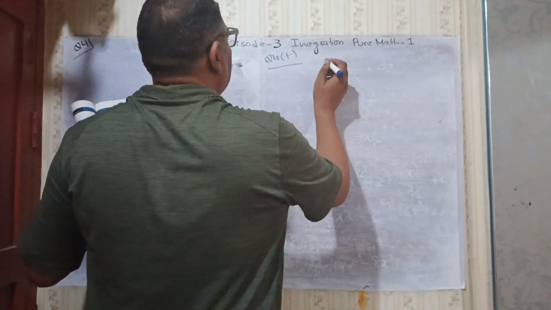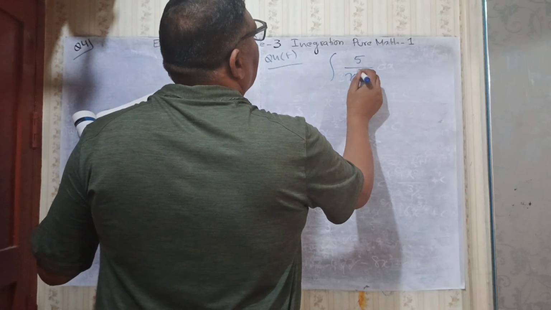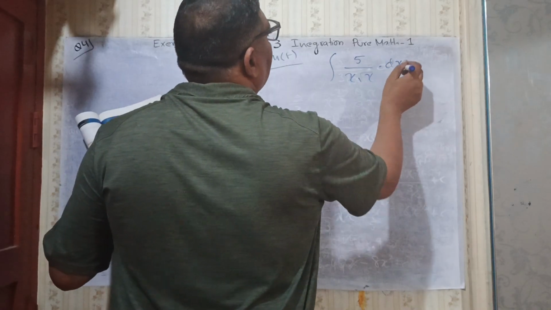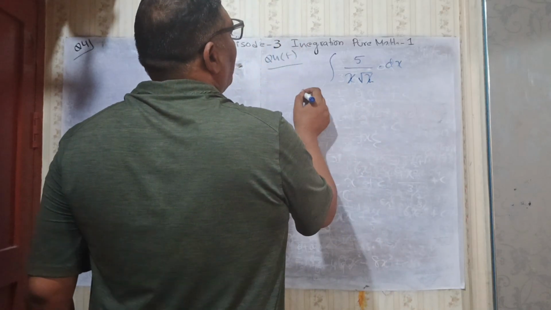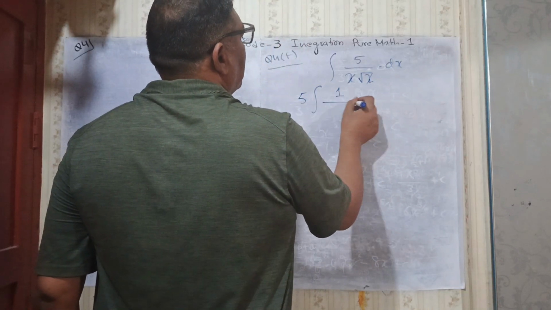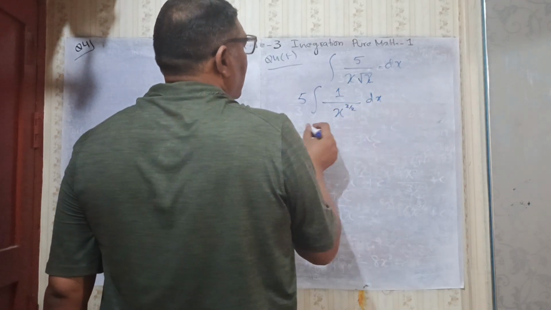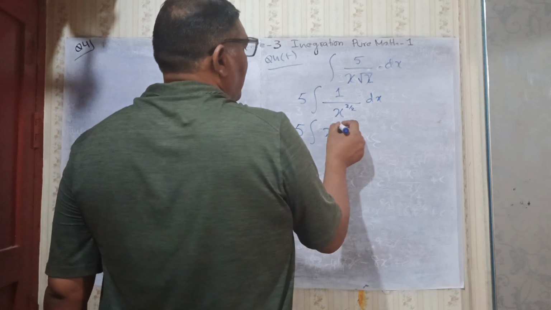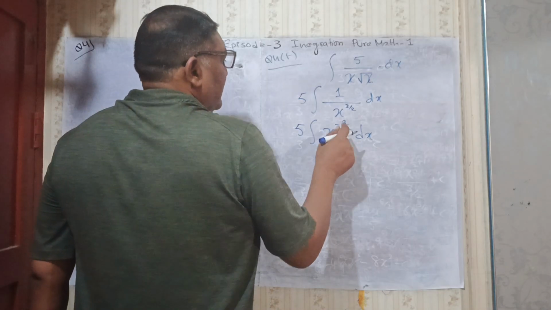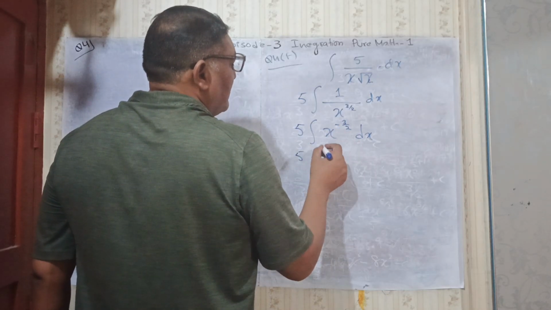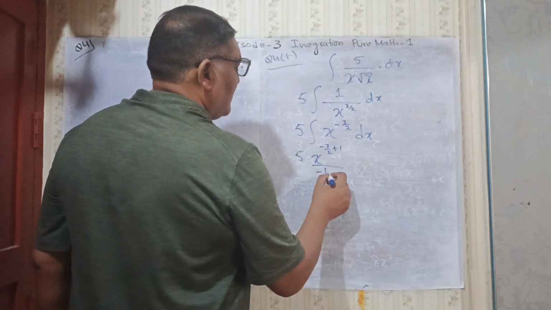We have this question: integrate 5 divided by x under root x into d of x. Okay, this is x under root x. So 5 will come outside, and this will become 1 power and the half power, which is 3 by 2 of d of x. Bring it upstairs, minus 3 by 2 into d of x. Increase this power by 1 when you integrate: minus 3 by 2 plus 1, so you are left with minus 1 by 2, that you will divide with.